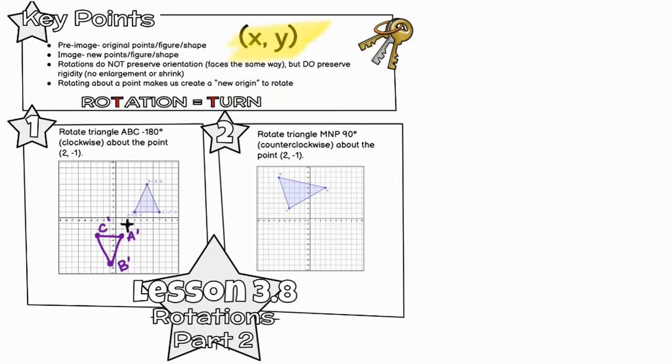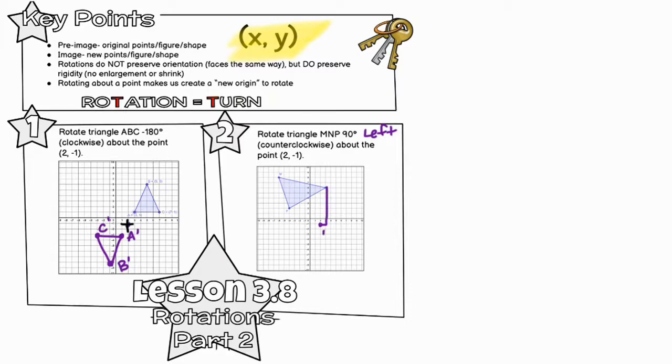So we are going to rotate triangle MNP 90 degrees, which is counterclockwise or to the left, about the point 2, -1. So still about the same point. So when I rotate 90 degrees left, this is what I like to do. I like to look at this shape, this L shape right here.